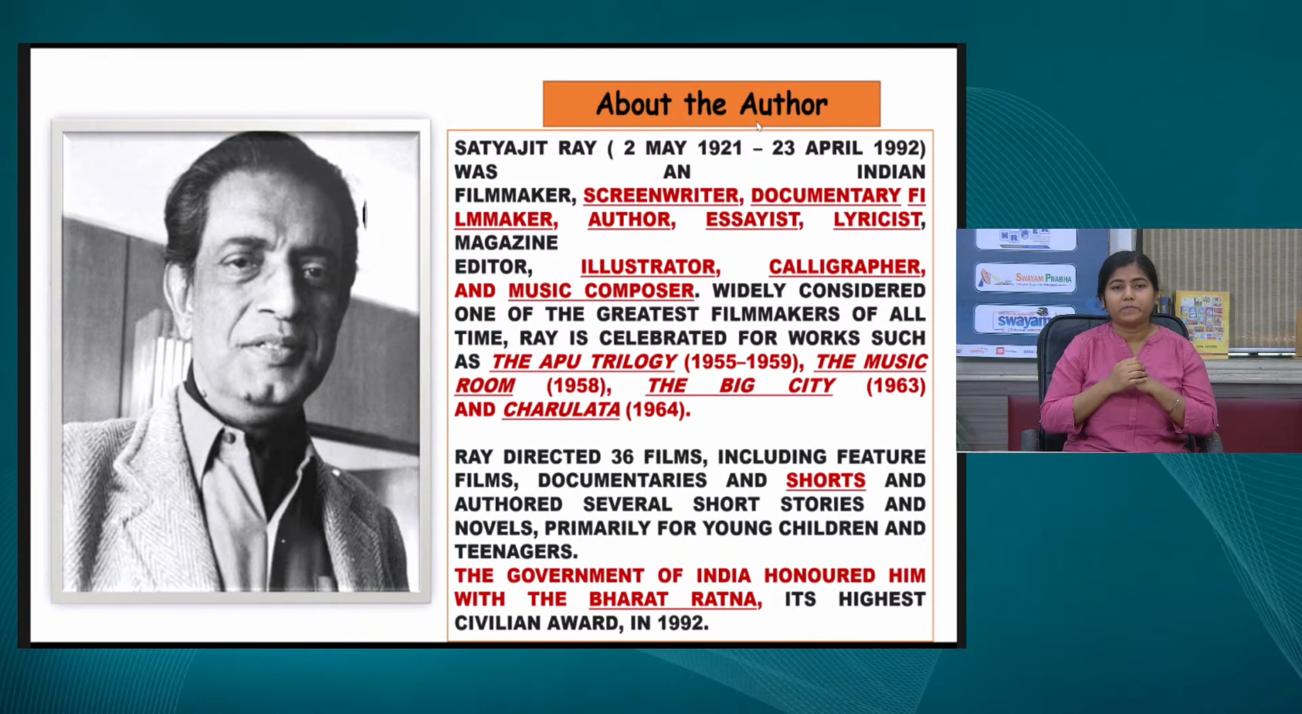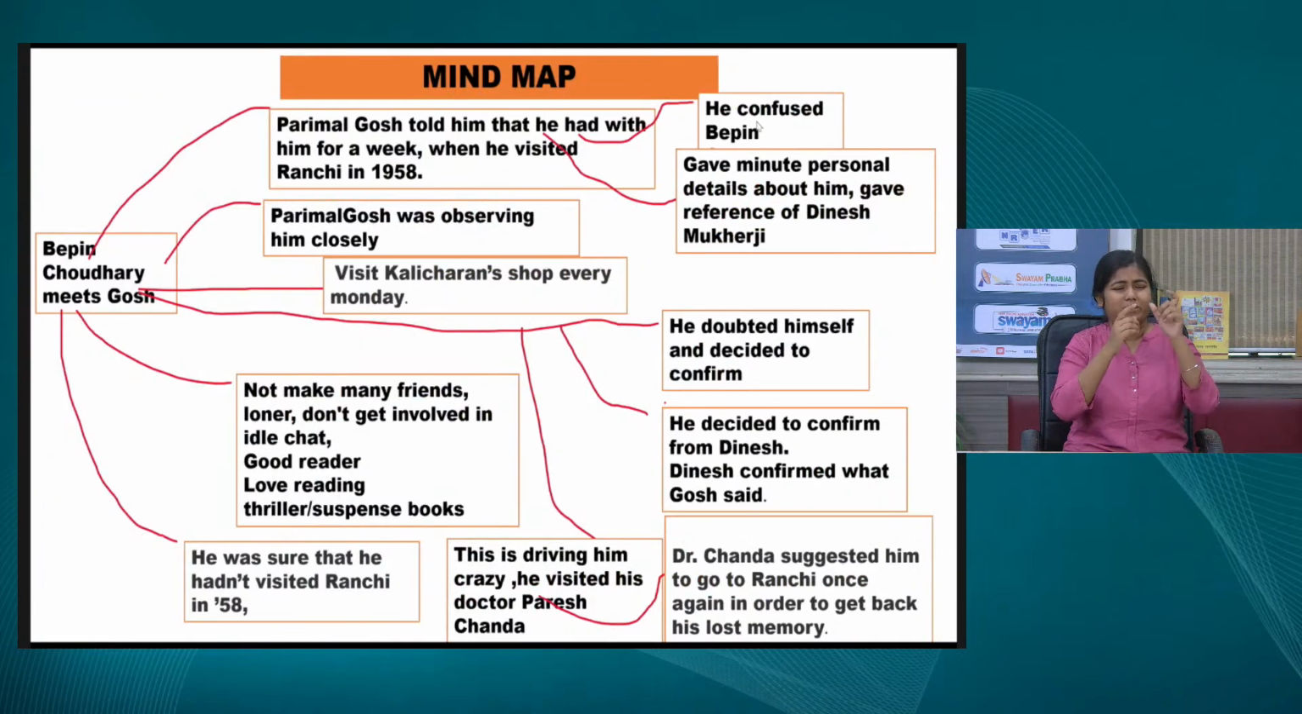This is a mind map. Why is a mind map necessary for this kind of prose lesson? I have divided the whole idea of this prose lesson into small chunks or small sentences, so that students who are not able to rearrange the ideas or can't understand the whole prose lesson can at least have a gist of it.